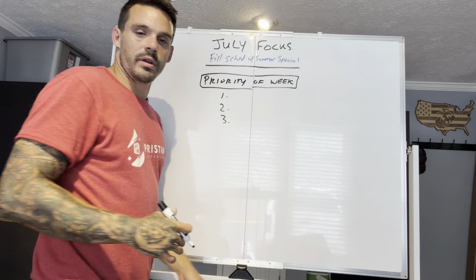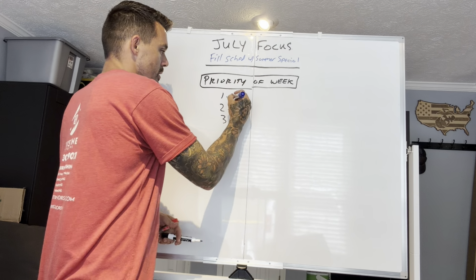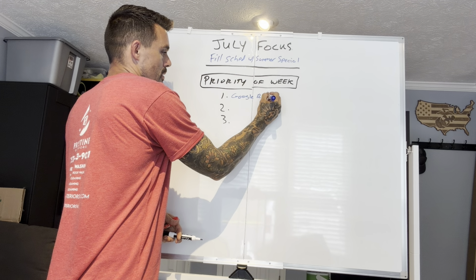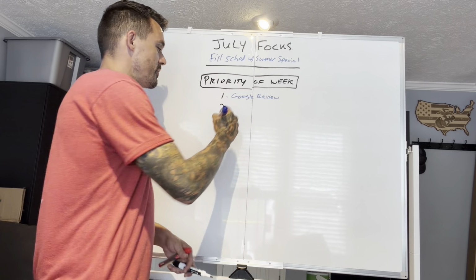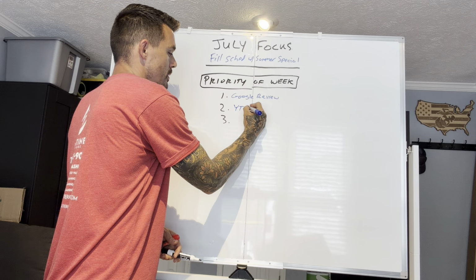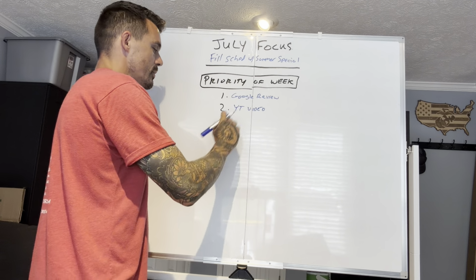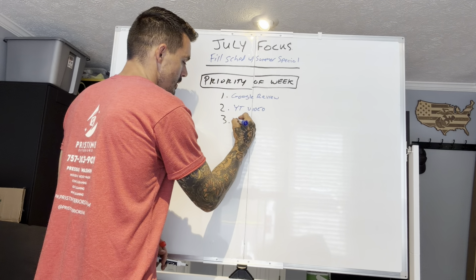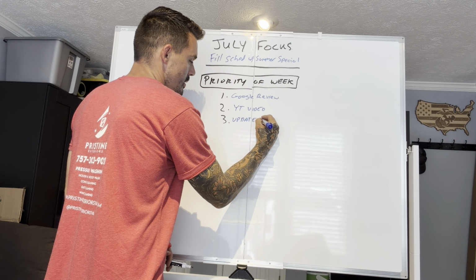Let's say the priority of the week is to get 1 Google review. So we'll write that here in blue. Let's say we need to do a YouTube video. And then let's say we need to update a contract that we have for a commercial bid. This is all stuff that I'm currently doing.